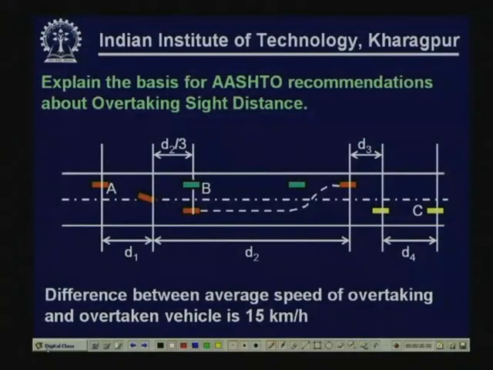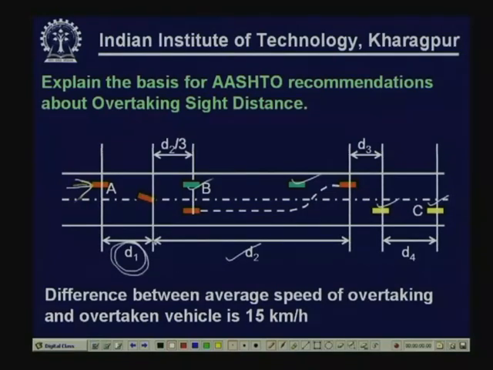Now, look at this sketch. AASHTO considers three vehicles: vehicle A which is trying to overtake, vehicle B which is the overtaken vehicle, at different positions, and vehicle C, which is the vehicle coming from the opposite direction. Now, there are four components which are considered. D1 is the distance travelled by the overtaking vehicle during the initial perception reaction and acceleration up to the encroachment of the opposing lane. So, you can see the vehicle position here, it is just trying to encroach the opposing lane. So, this distance is D1.